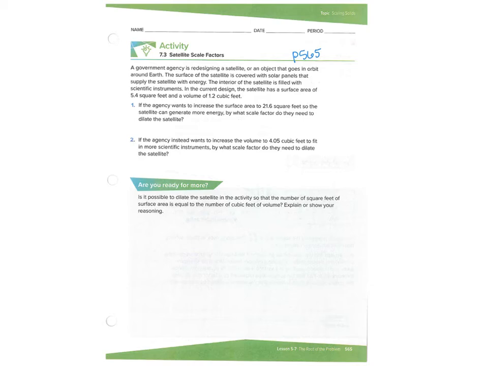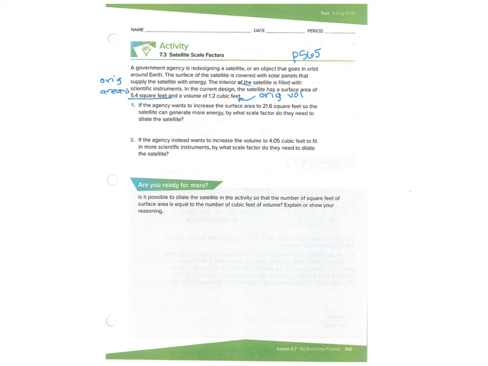Let's read the problem. A government agency is redesigning a satellite, an object that goes into orbit around the Earth. The surface of the satellite is covered by solar panels that supply the satellite with energy. The interior is filled with scientific instruments. The current design of the satellite has a surface area of 5.4 feet squared, this is my original surface area, and a volume of 1.2 cubic feet. So this is my original volume. It's important I know what those are because I'm going to put them into my equations.